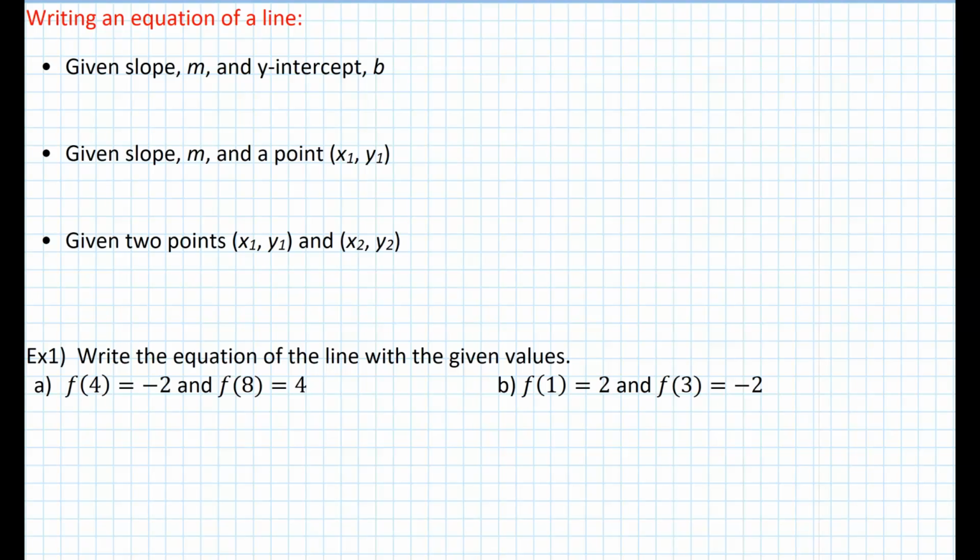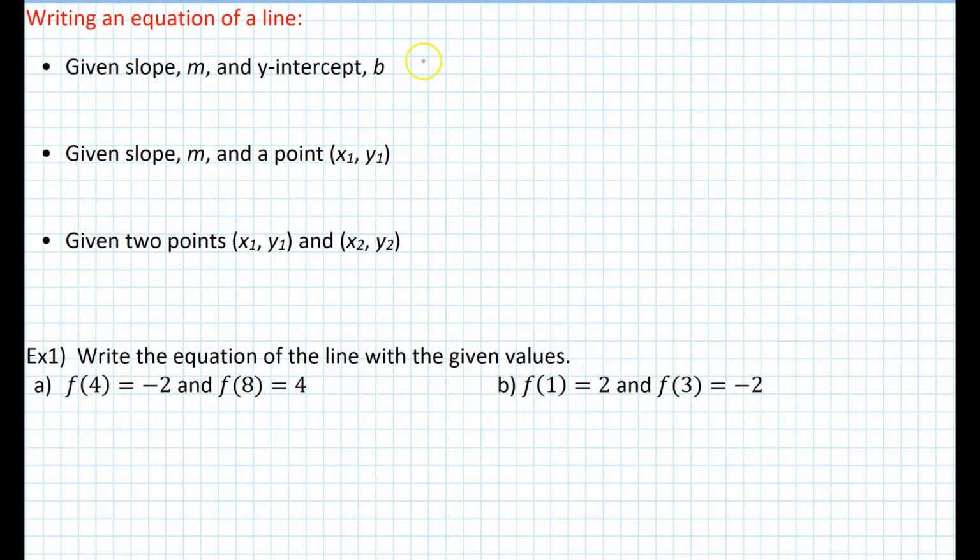Okay, so we're doing linear and piecewise functions. So, a quick review of lines. Writing the equation of a line, we've got a couple different ways we can go about it. For the first one, if you know what the slope m is and the y-intercept b, how can we put that into the equation of a line?